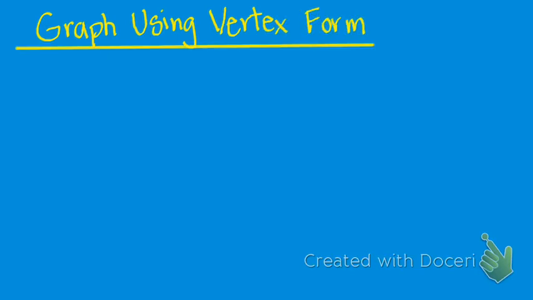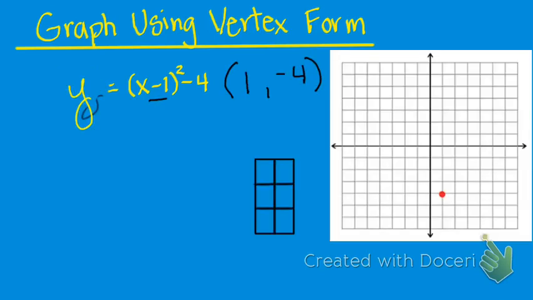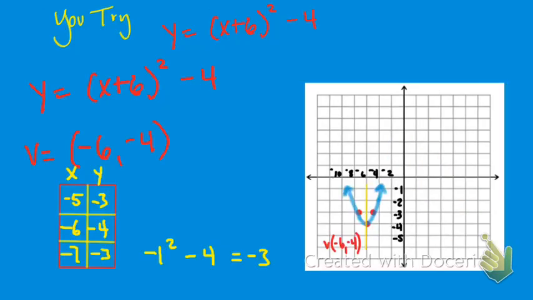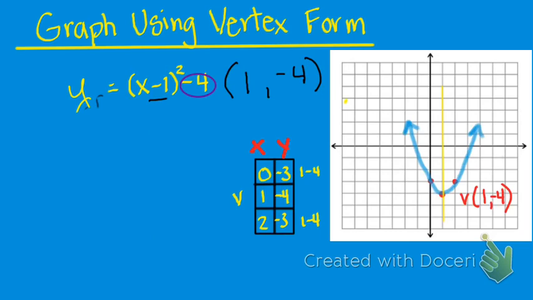Now the last way we're going to graph is using the vertex form. When I use the vertex form, the vertex is right there before me. I can see that the vertex is right there because the x is the opposite value, and the y is right here. So now I have my vertex. I just plug in my vertex, do a point above and a point below, and graph my 2 good points.